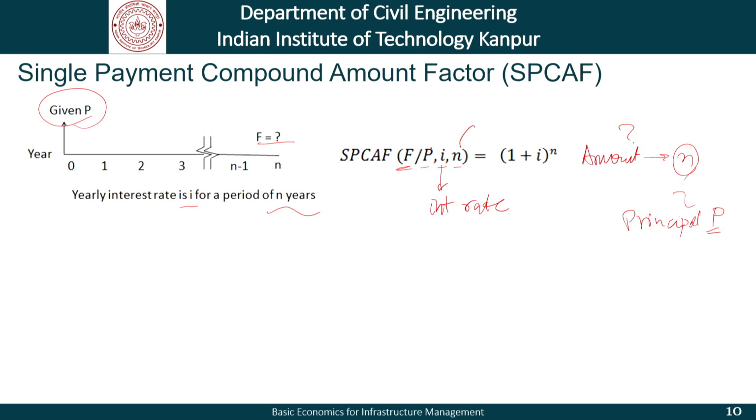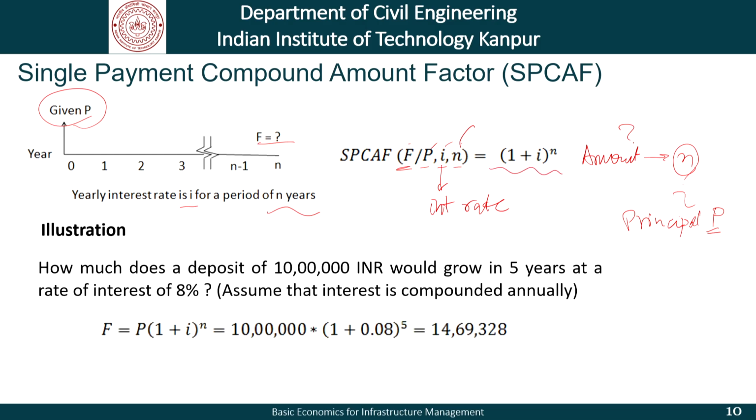So, given P, I and N, what is F? That is represented as (1 + I) to the power of N. As an example, if we deposit 10 lakh rupees, what would it grow to in 5 years if the rate of interest is 8%, assuming that the compounding is being done annually.